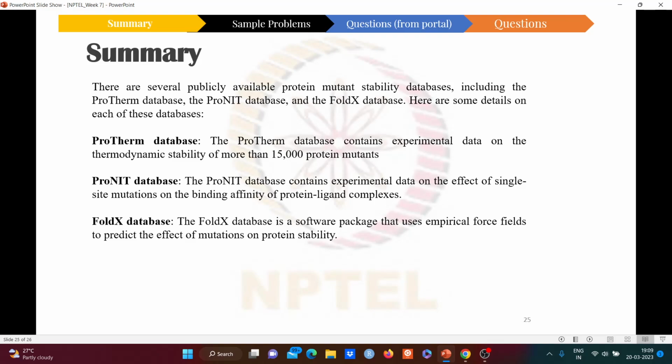There are several other databases as well. These databases are useful resources for protein engineers, drug designers, and researchers interested in protein stability and structure-function relationships. However, it is important to note that the accuracy of predictions made based on these databases can vary depending on the specific protein and type of mutation being studied.